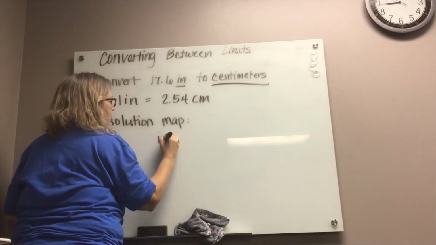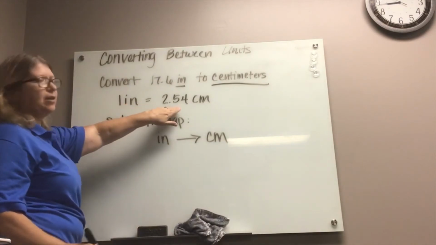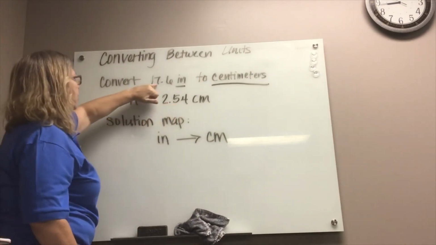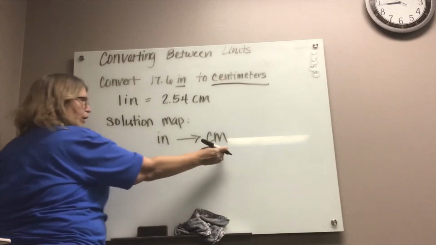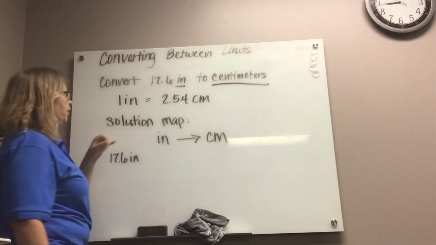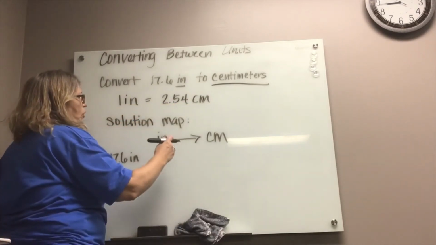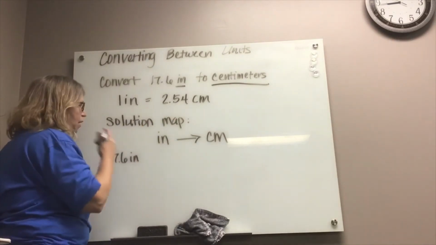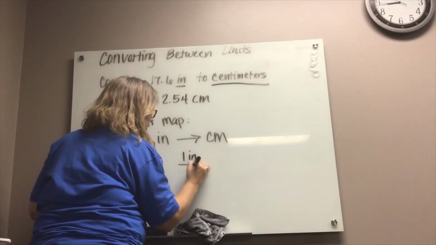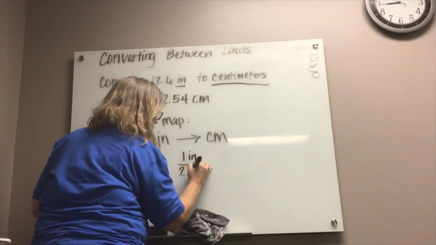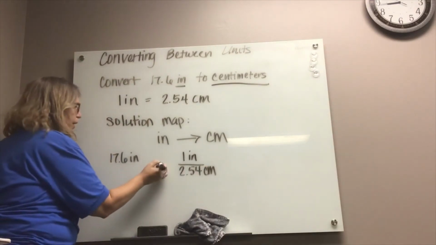So with our solution map, we're going to go from inches to centimeters. And our relationship is our conversion factor, right? So we're going to go from 17.6 inches. We're going to convert that into centimeters. And we're going to use this relationship, 1 inch equals 2.54 centimeters, to convert this problem, okay? So our relationship here is going to be 1 inch divided by 2.54 centimeters, okay? So we just plug in the rest of the information.